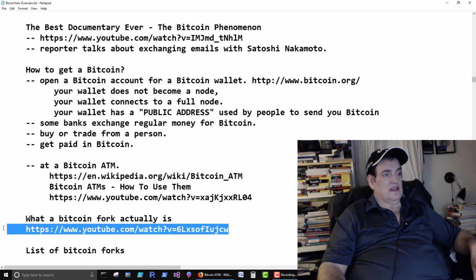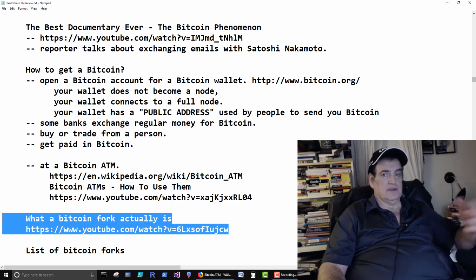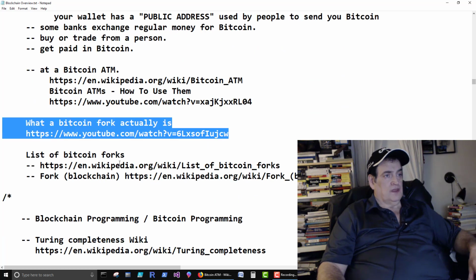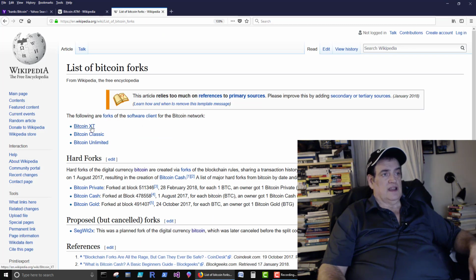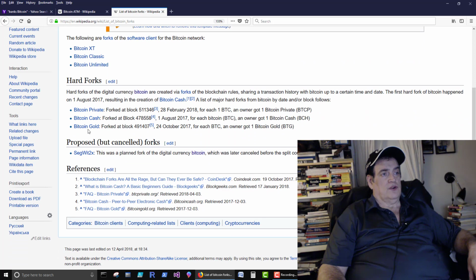There's things that are called forks. What is a Bitcoin fork? You know, here's a list of the forks. See, there's Bitcoin XT, Bitcoin Classic, Bitcoin Unlimited, hard forks, and then there's also soft forks.